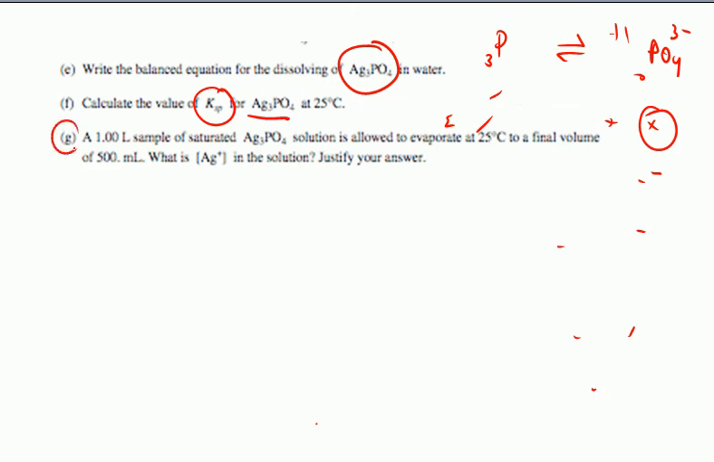Okay, so G is kind of a trick question. It says, in a 1 liter sample of saturated Ag3PO4, the solution is allowed to evaporate at 25 degrees Celsius to a final volume of 500 milliliters. What is the concentration of Ag+ in the solution?